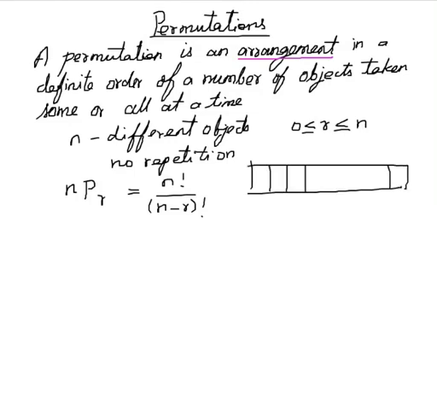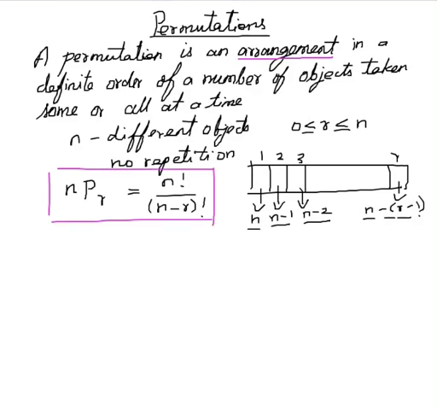We have to fill up r places. The first place can be filled up in n ways, the second in n minus 1 ways, the third in n minus 2. So for the rth place we have n minus (r minus 1) choices. Therefore, the number of ways is n into (n minus 1) into (n minus 2) and so on, up to (n minus r plus 1). From this we get the formula. If (n minus r) factorial is cancelled from n factorial, we get this product.